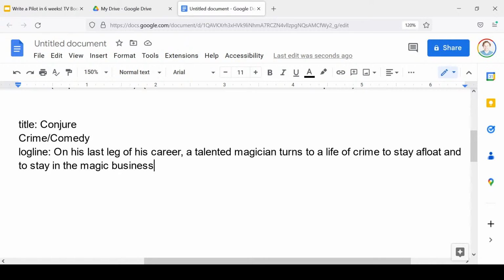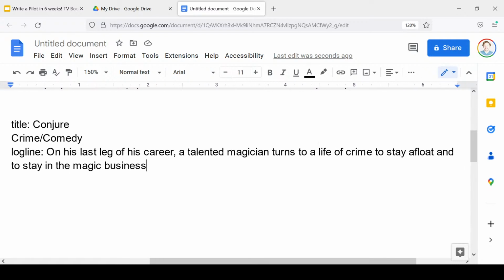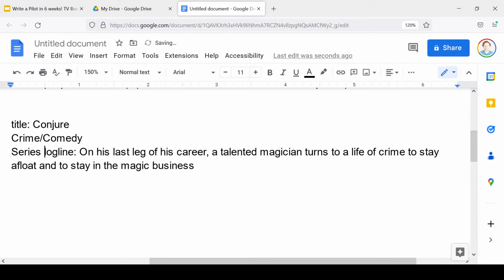So, Conjure Crime Comedy. On the last leg of his career, a talented magician... Is this the series logline or the pilot logline? I think this is the series logline. A talented magician turns to a life of crime to stay afloat and to stay in the magic business. Oh, I love that. Okay.